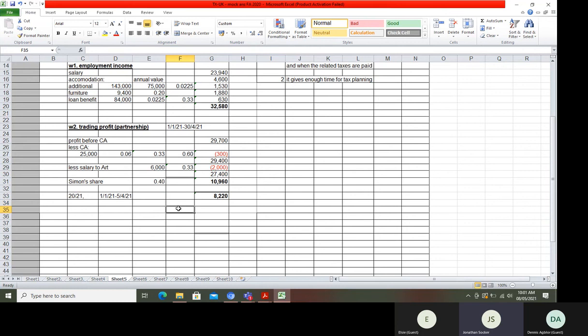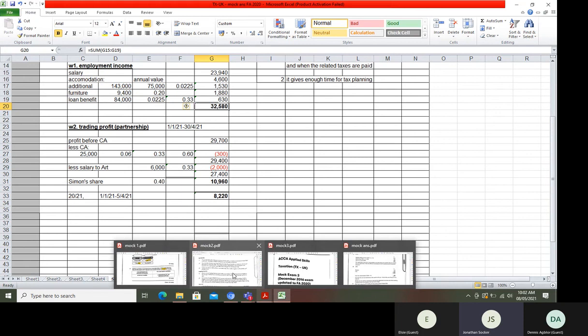So that's for the trading profit aspect. He will be assessed on 8,220, employment of 32 something. Then I think we also have the property to look at.